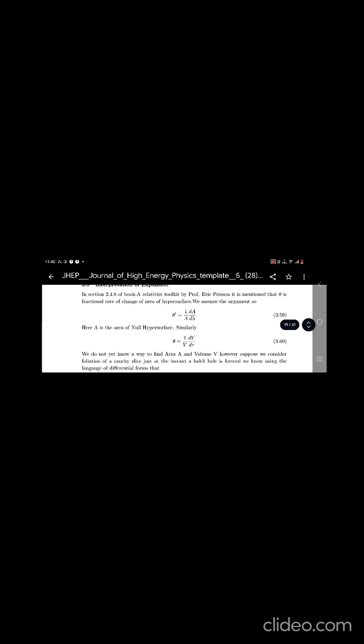So the derivative of the velocity vector field essentially means this. Theta prime is the derivative of the area. Theta prime is the expansion along the null hypersurface and theta is the derivative along the time-like region. We haven't been able to derive these equations, but they have been suggested in section 2.4.8 of the book by Professor Eric Poisson, A Relativist's Toolkit.